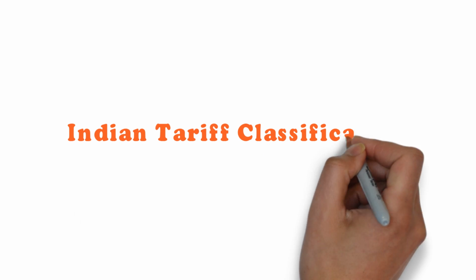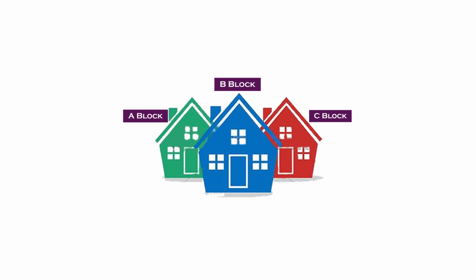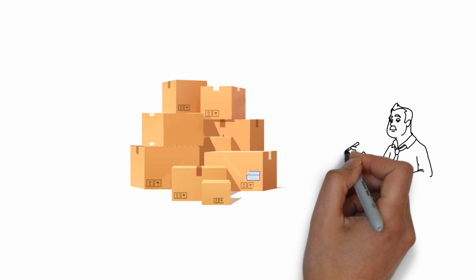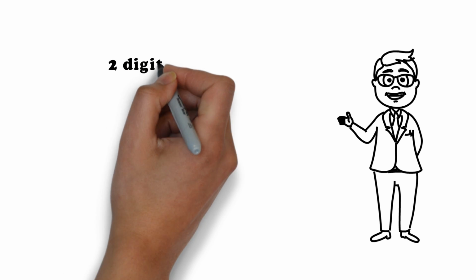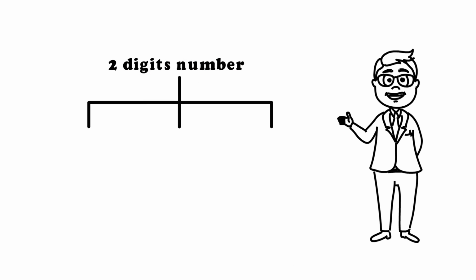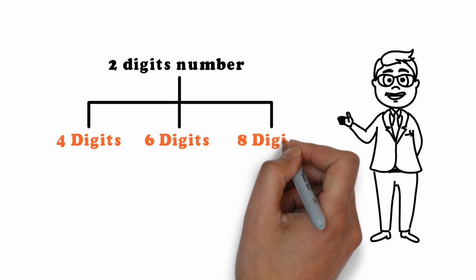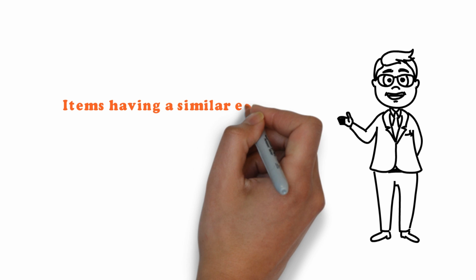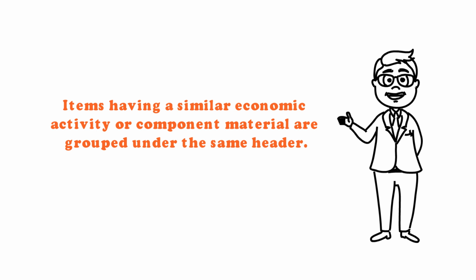Indian tariff classification. Just like every student in an exam has a unique roll number, every house has a unique address, every type of merchandise good has a unique number assigned to it by the Department of Revenue. All goods are classified to a 2-digit number and subgrouped to 4 digits, 6 digits, and 8 digits. Items having a similar economic activity or component material are grouped under the same header.